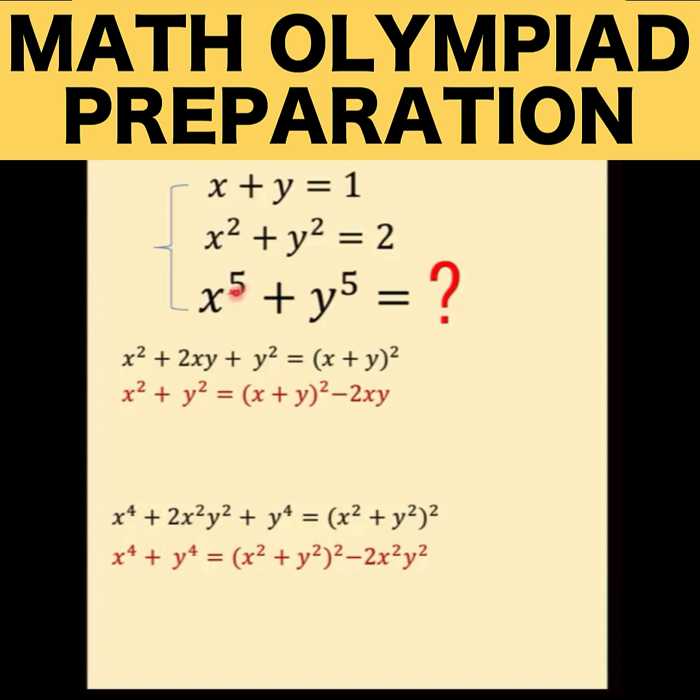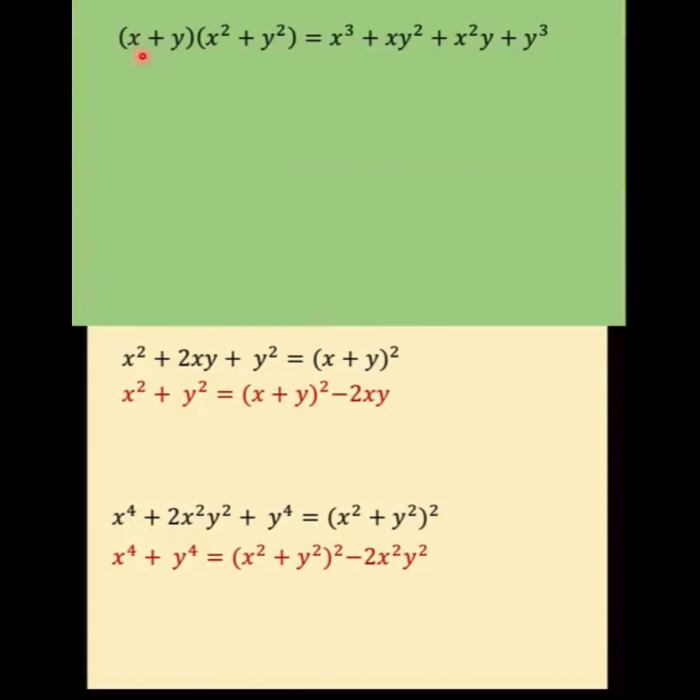Now, since we want x to the fifth plus y to the fifth, let's look for an identity so that we can represent x to the fifth plus y to the fifth. But let's begin first with x to the third plus y to the third. Let's recall that if we multiply the quantity x plus y times the quantity x squared plus y squared, the result is this expression at the right.